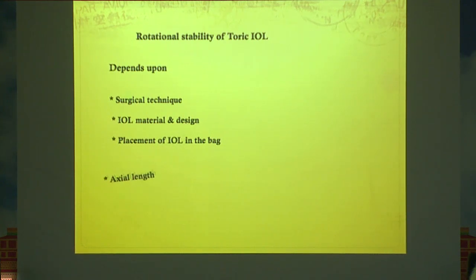Placement of the IOL in the bag is important, otherwise you will have different results. Axial length is important. If you have a high axial length, there is a big bag, and there is a chance of rotational problems. Orientation of the IOL in the bag is also important, whether we are implanting at 180 degrees or 90 degrees, horizontal or vertical. If you implant on the horizontal, there is less chance of rotation compared to the vertical orientation of the IOL. Different IOLs behave differently; some tend to rotate anti-clockwise, some clockwise from the vertical orientation. So you have to take this into consideration.